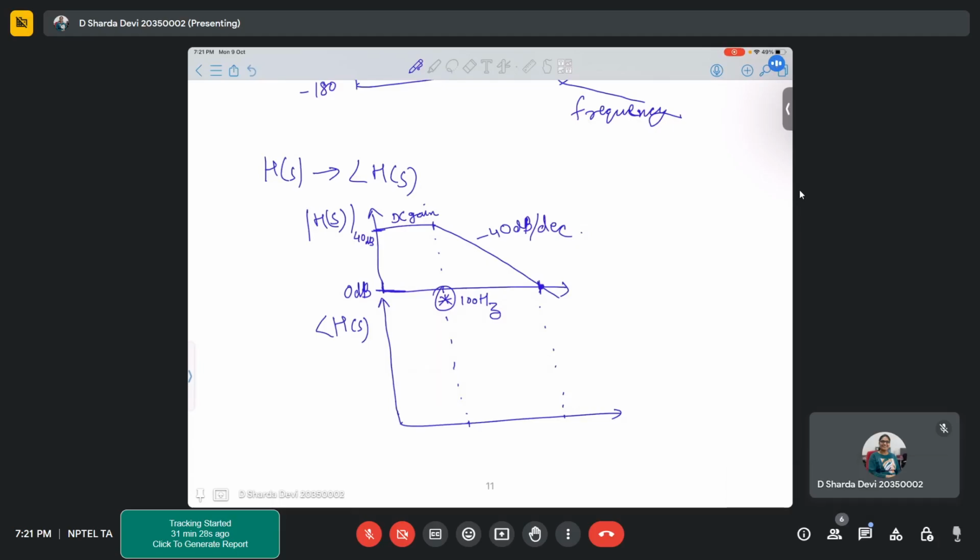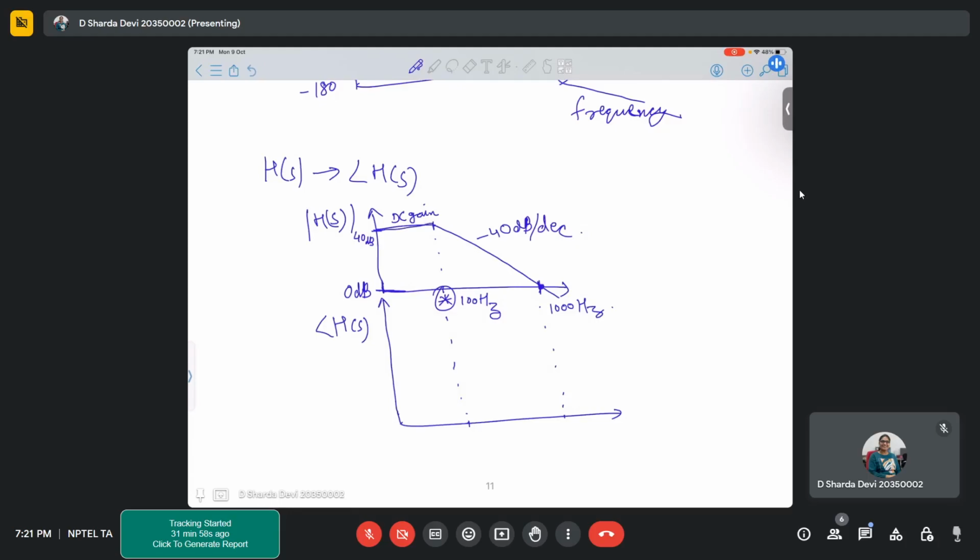So one decade, if it is 100 hertz, then here it will be 1000 hertz, 1 kilo. Correct? Because decade means 10 times. So at 1000 hertz, your system will have 0 dB gain. And after that, your system will behave as an attenuator rather than as an amplifier. So that is the idea.